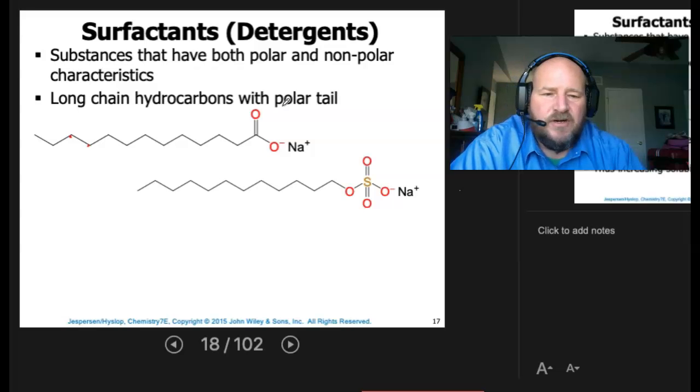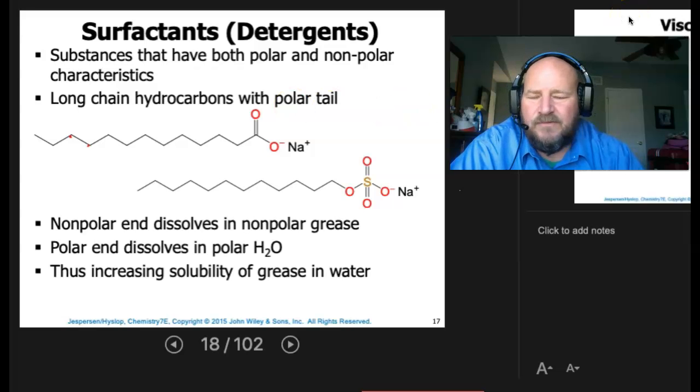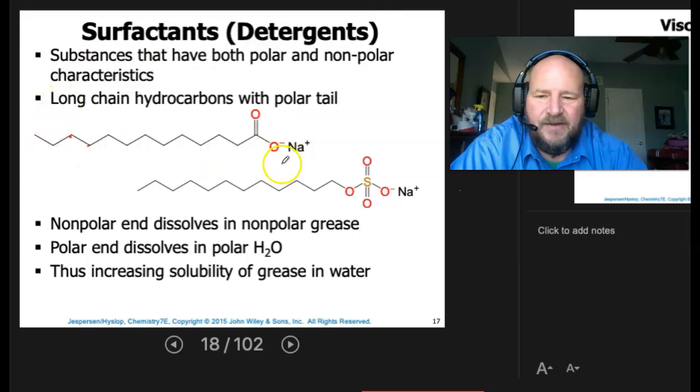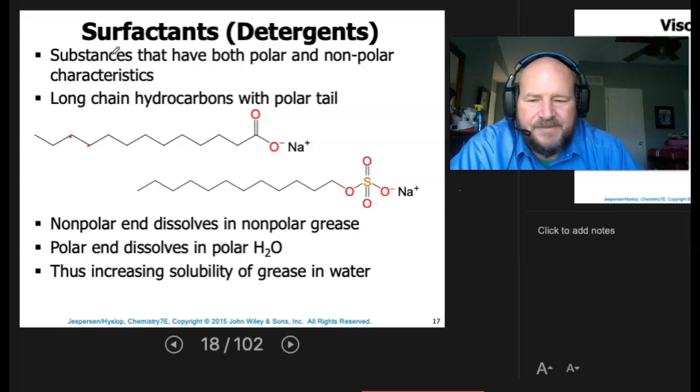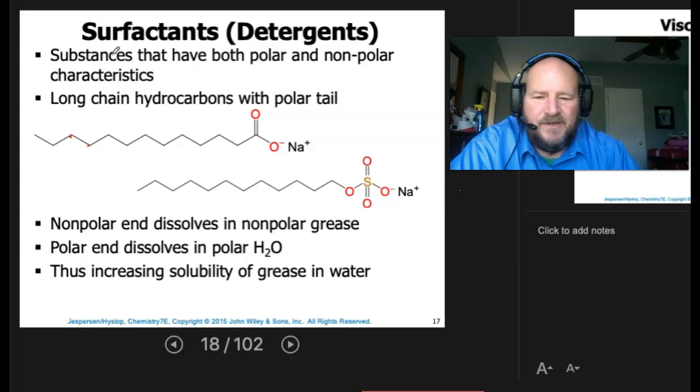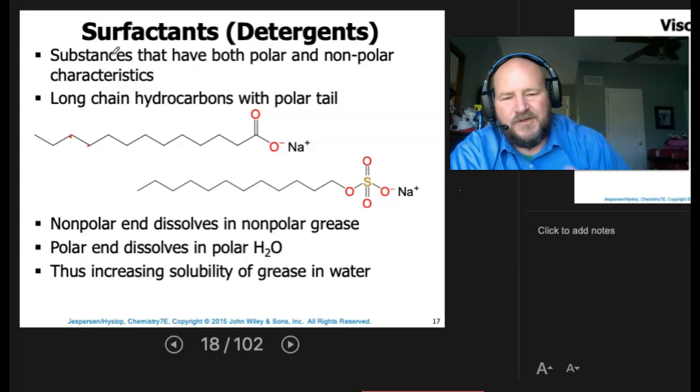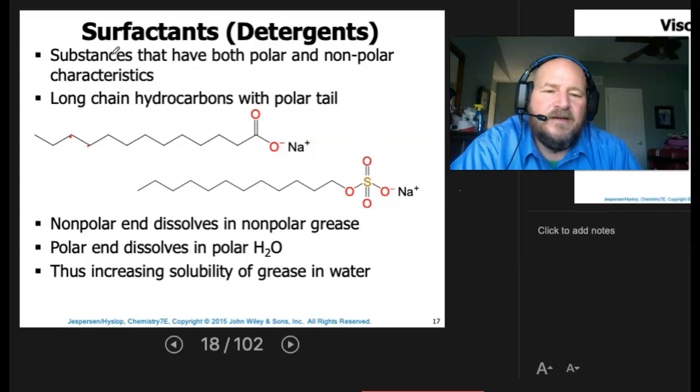Long chains of hydrocarbons with a polar head. Well, here they're thinking of it as head this way, tail that way. Nonpolar end dissolves in the nonpolar grease. And of course, the polar end will dissolve in water, thus increasing the solubility of grease in water. So now the soap can wash the grease away using water.